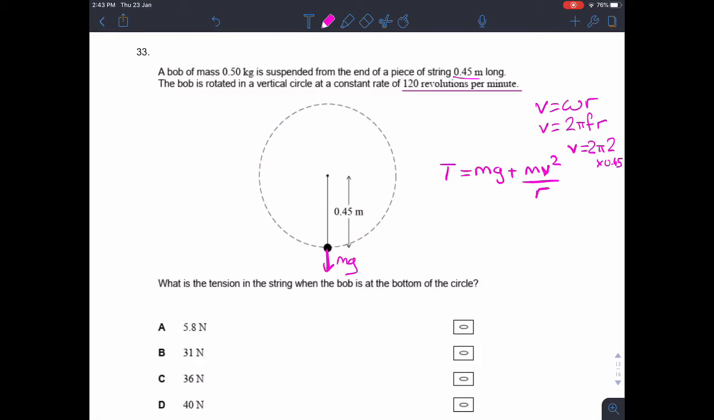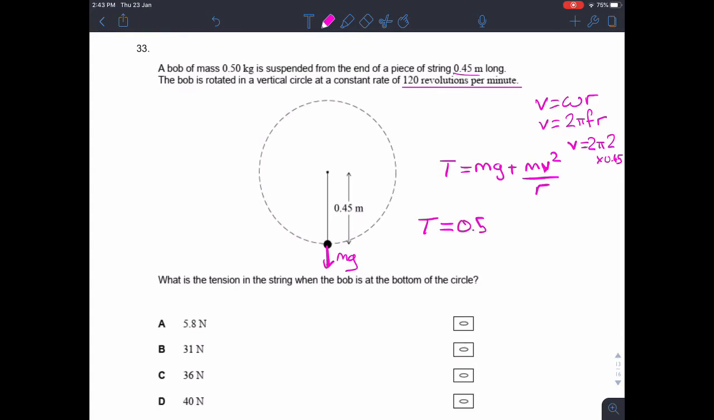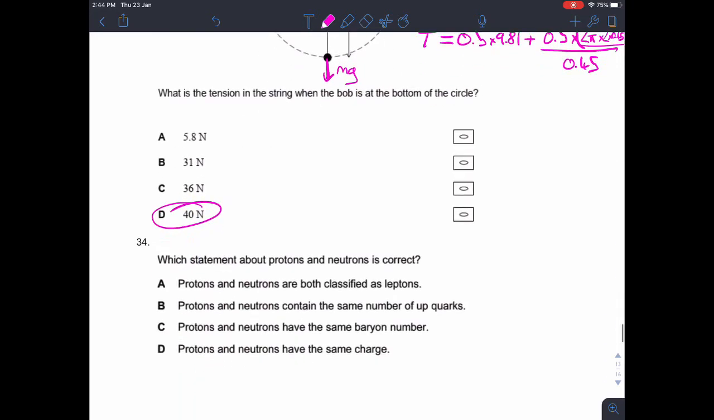So then we have an equation for the tension, which is 0.5 times 9.81 plus 0.5 times (2 pi times 2 times 0.45) squared, divided by 0.45. Which gives you, if you square all of that lot and then calculate it, a tension of about 40 newtons. D.